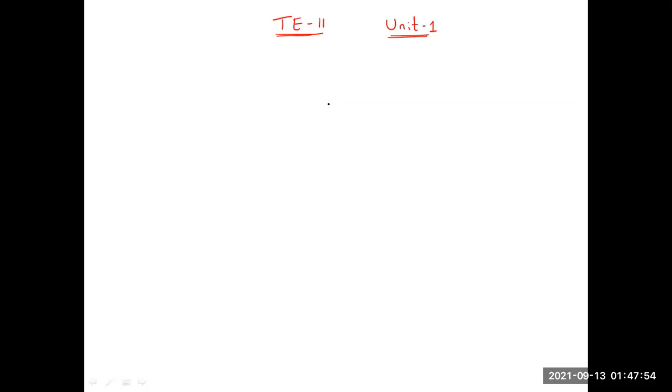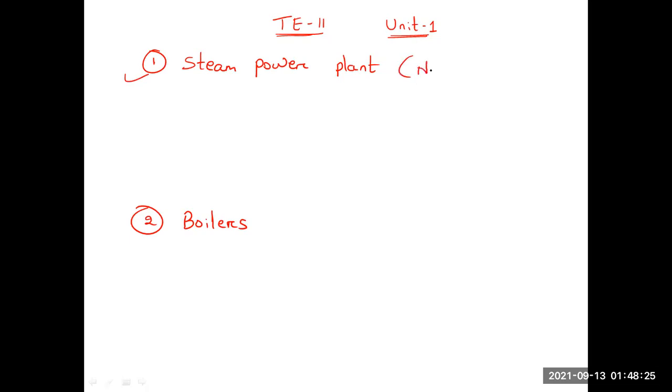So today we will start the first unit, and first I will tell you what are the important things that you have to study in the first unit. In the first unit you have a total of two parts. The first part is steam power plant, and the second part is the boilers. Mostly I expect from the first part, the steam power plant, you will get numericals, and from the second part, the boiler, you will get theoretical questions.